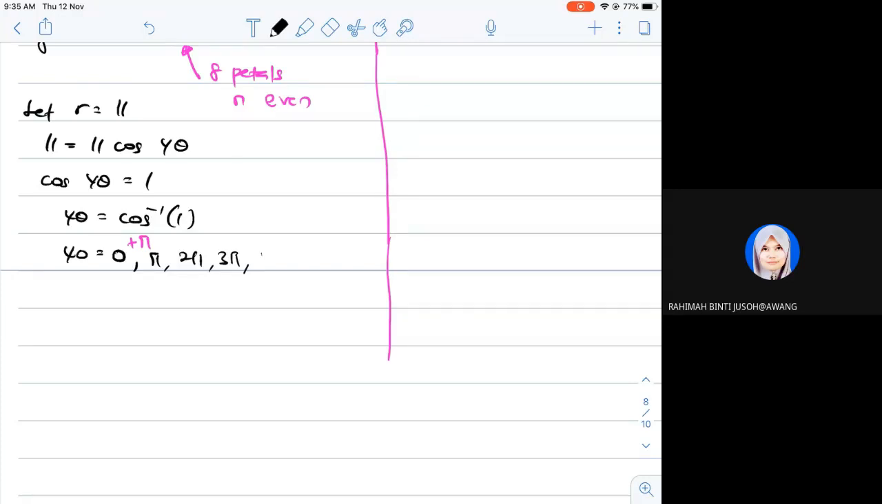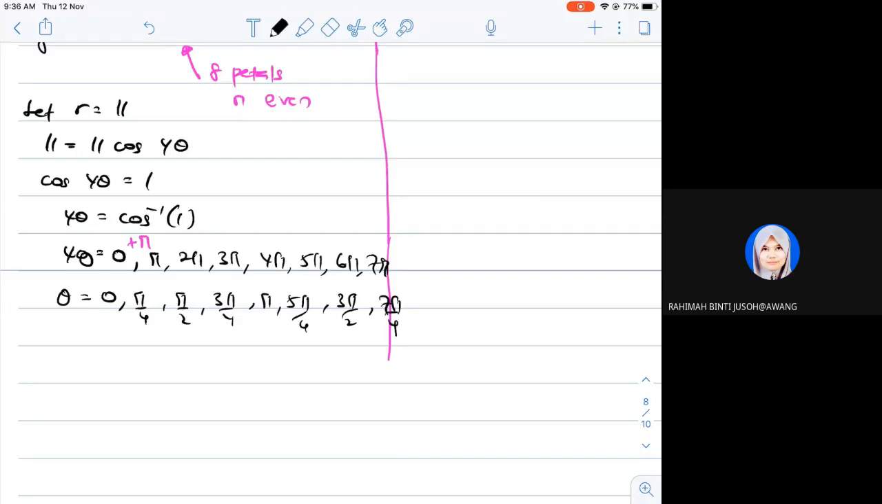So 0 pi, 2 pi, 4 pi, 5 pi, 6 pi, 7 pi. Right? 8. 1, 2, 3, 4, 5, 6, 7, 8. Yes. Okay, so stop at 7 pi. So we divide by 4 for theta. Okay, so theta is equal to 0 over 4, which is 0. So pi over 4, 2 pi over 4 is pi over 2, 3 pi over 4, 4 pi over 4 is pi, 5 pi over 4. And then 6 pi over 4 is 3 pi over 2. And then 7 pi over 4. Okay, like that.